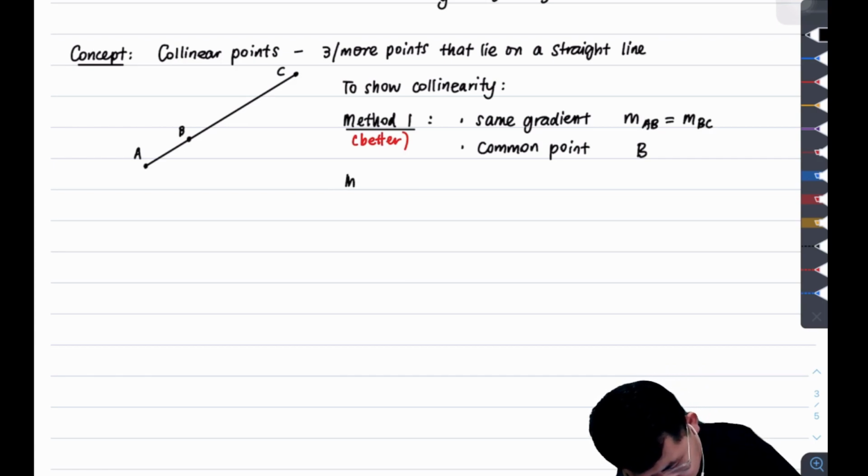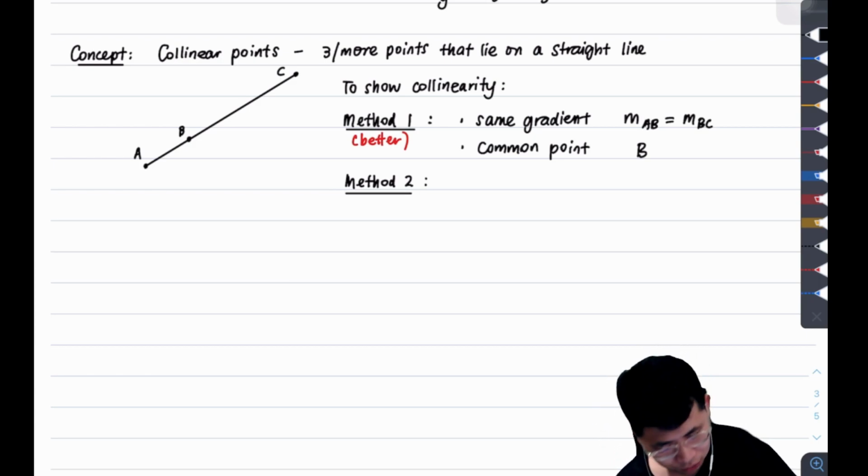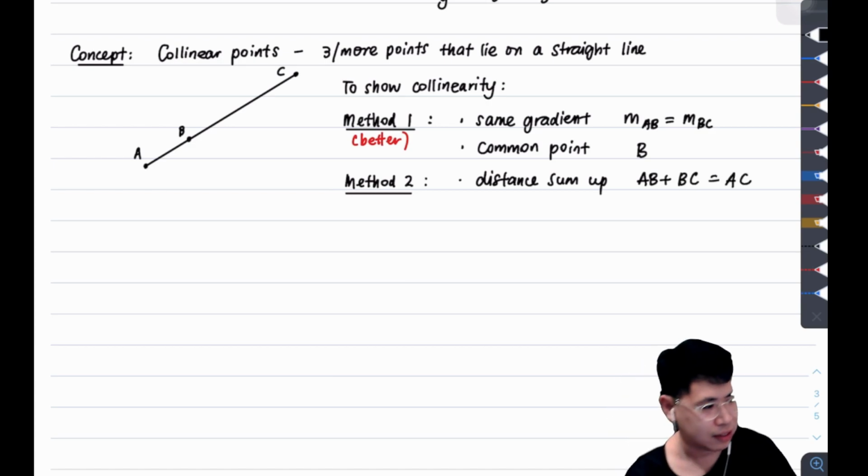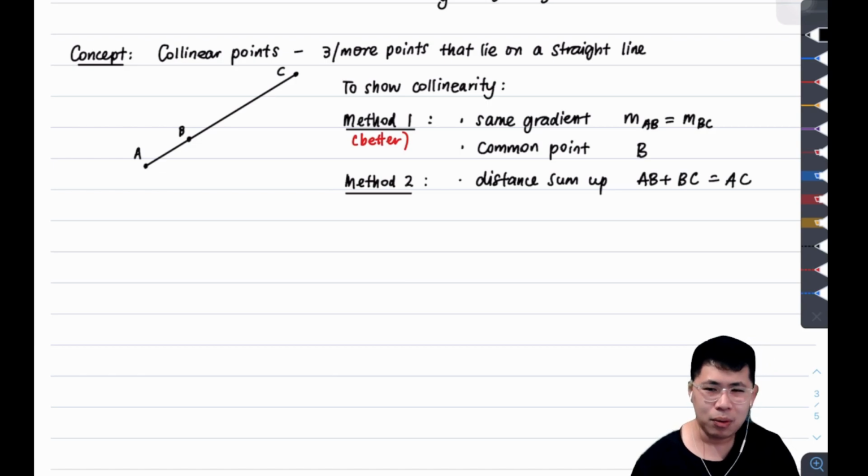Method 2 is to look at distances. For distances, you just need to take the distance and sum up, and then label the distances accordingly. So maybe AB plus BC equals AC. You need to do that first. But the problem is that if you calculate distance, you have to use a lot of square roots, which is a bit uncomfortable for some people.